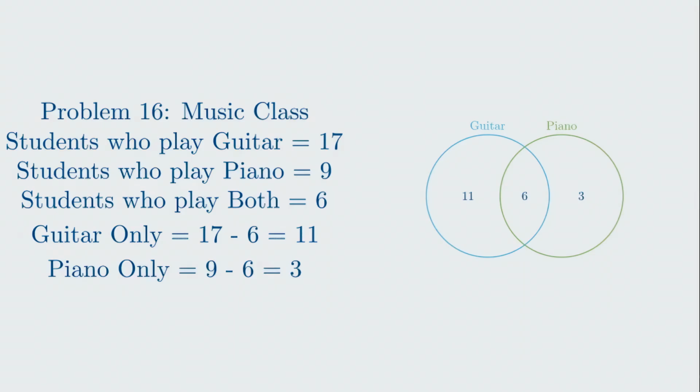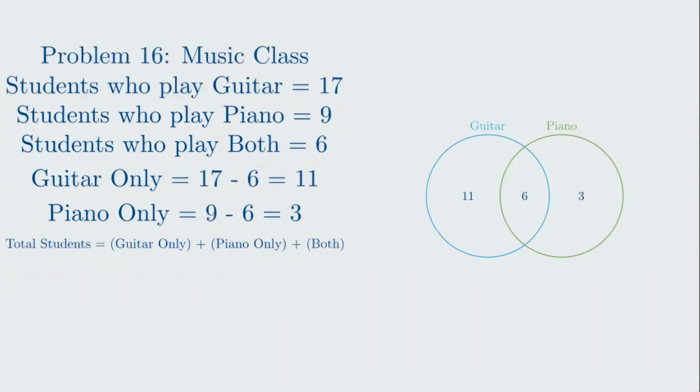The question asks for the total number of students in the class. Since every student signed up for at least one instrument, the total number of students is the sum of those in the diagram. We add the number of students who play only guitar, only piano, and both. 11 plus 3 plus 6 equals 20. There are 20 students in the class.